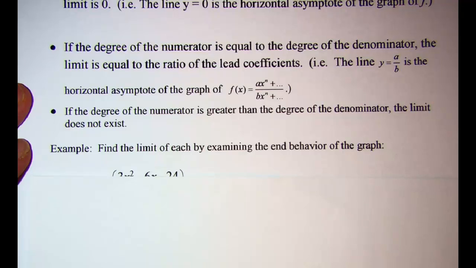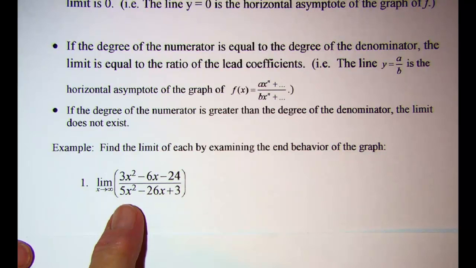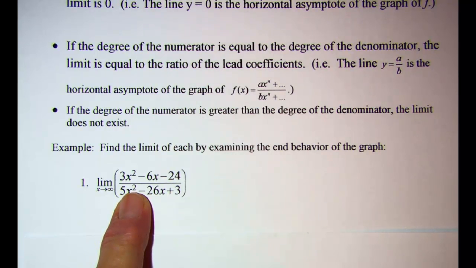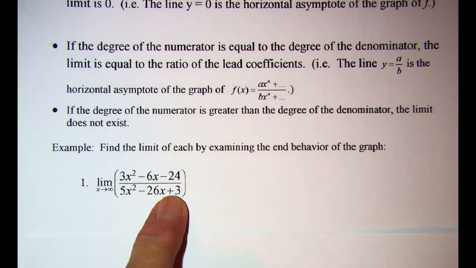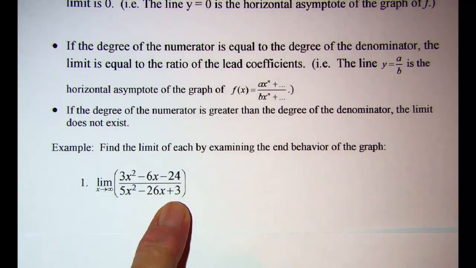Let's look at an example. Find the limit of each by examining the end behavior of the graph. Our first limit that we're going to find is the limit as x approaches infinity of 3x squared minus 6x minus 24 over 5x squared minus 26x plus 3.